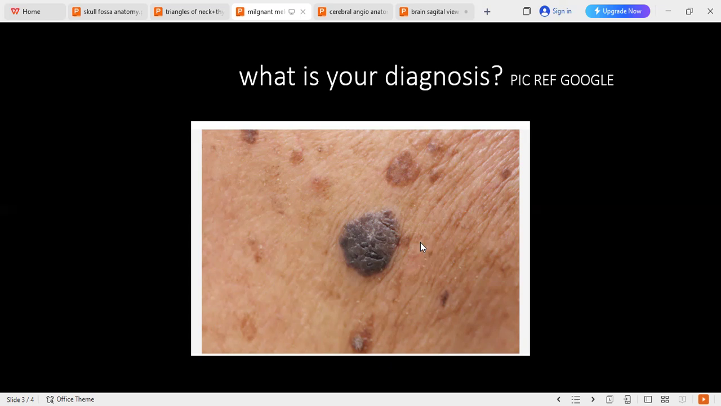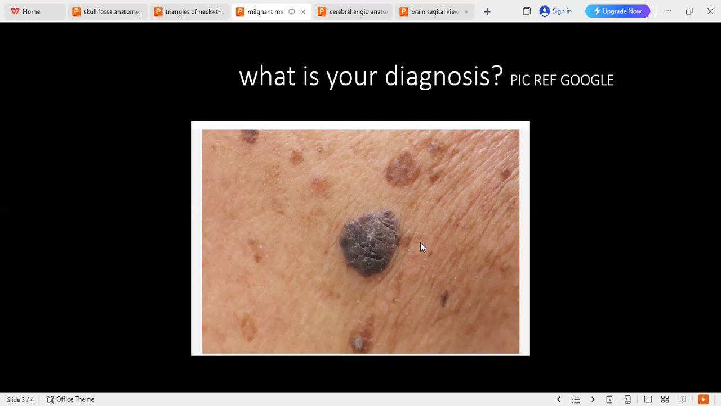Okay. Can I ask you to define the term melanoma? Melanoma is a malignant cell of the melanocyte, of the epithelium, mainly arising in skin and can arise at other places as well.